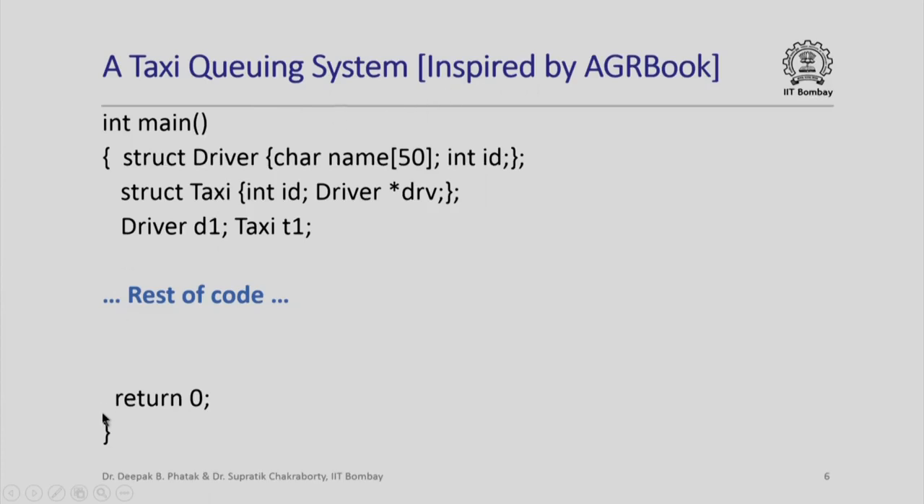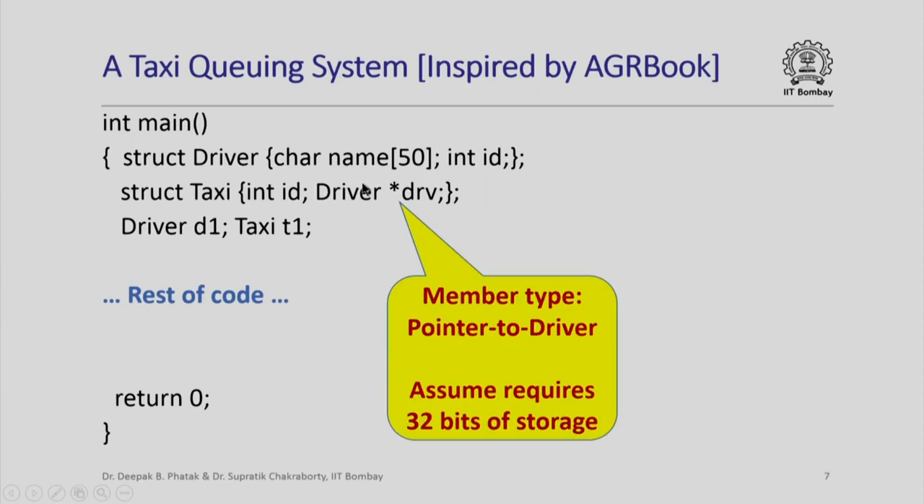So here I have shown a skeleton of the main function of the taxi queuing system program, where two structures have been defined. The structure driver has a member name, which is basically a character array of size 50, and it also has a member ID, which is of type integer. The structure taxi has a member ID of type integer, and it has a member DRV, which is a pointer to the structure type driver. So the type of the member here is a pointer to a driver.